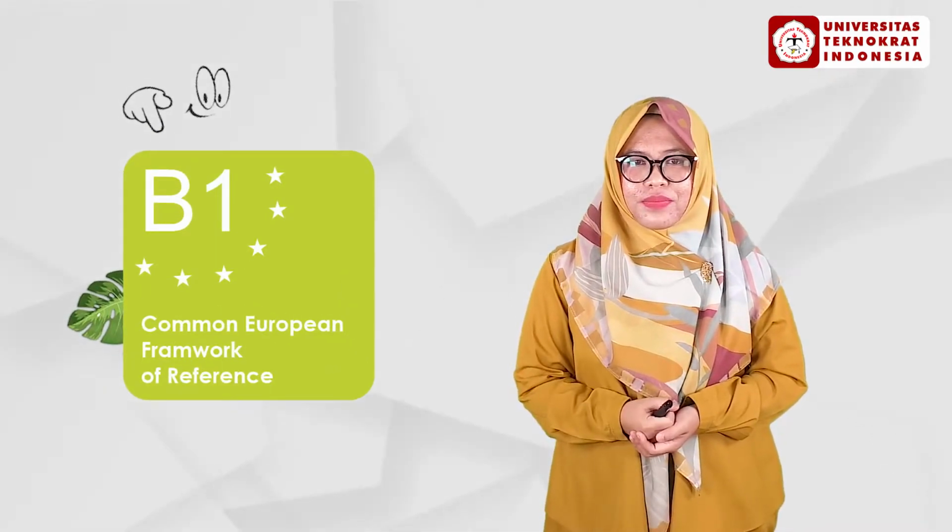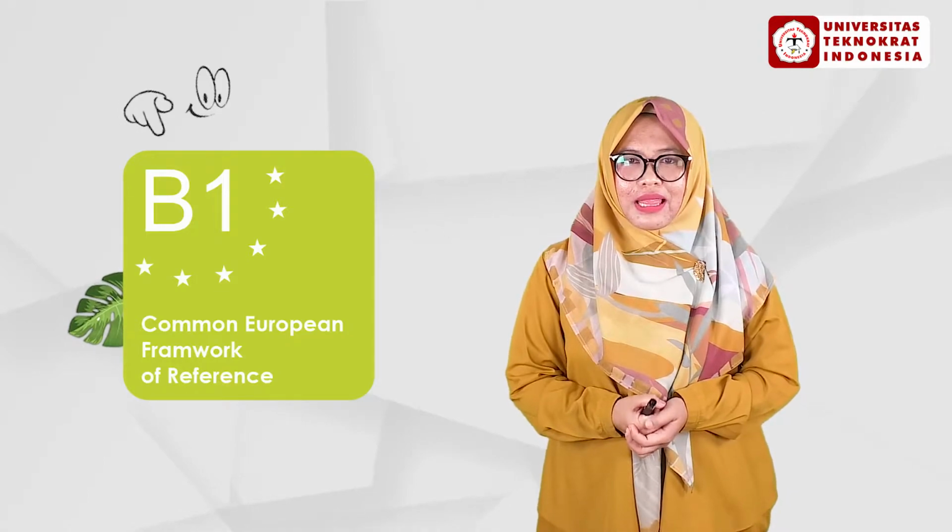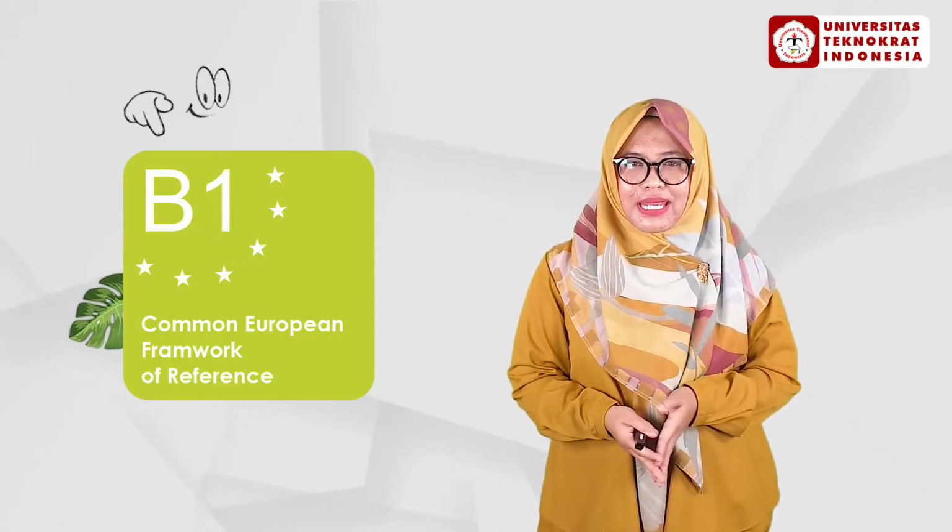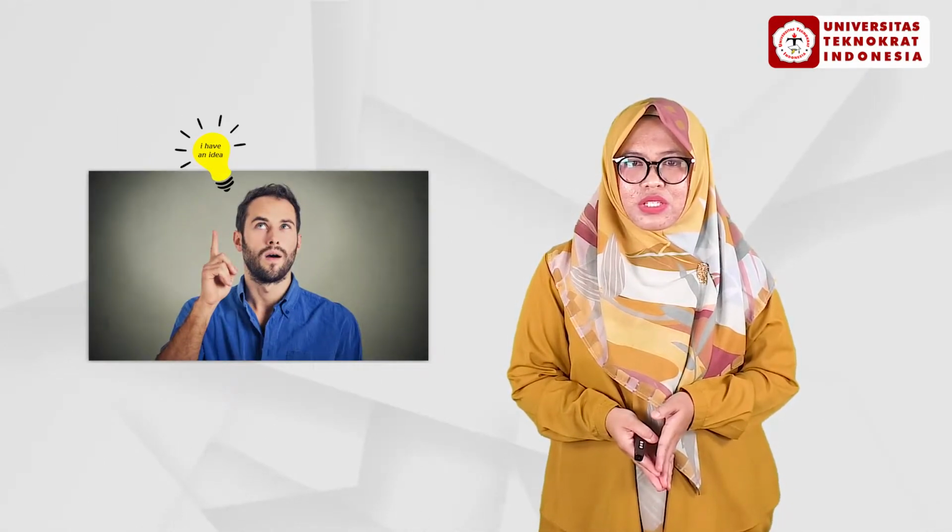By B1, or at B1 level, a learner is becoming more independent and can understand the main points of things to do with work, school, or leisure. If they are stated fairly clearly, they can deal with most general situations and describe experiences, events, dreams, hopes, and ambitions. We move to the level B2.